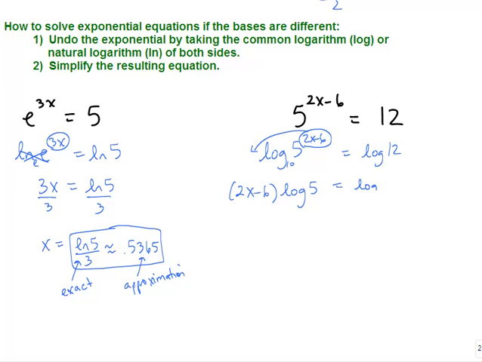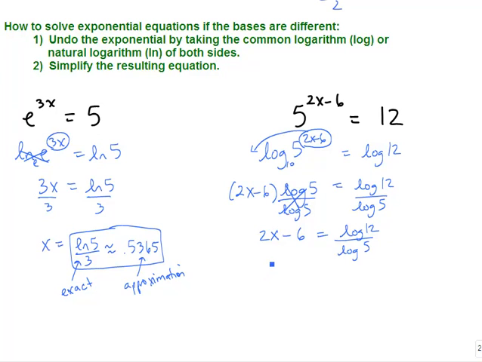So there's your properties of logs at work. And now to solve this for x, I can do a couple of things. I could either distribute the log across and then go from there, or I can just divide through by log of 5 right off the bat. And then I don't need these parentheses anymore because there's nothing that's going to be distributed on the left-hand side. So I would just have 2x minus 6 equals log 12 over log 5.